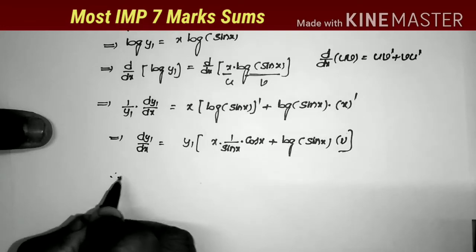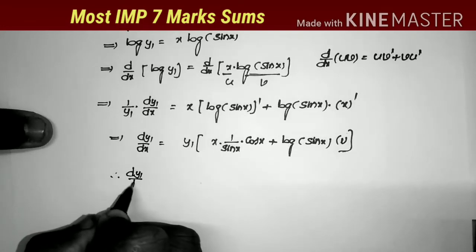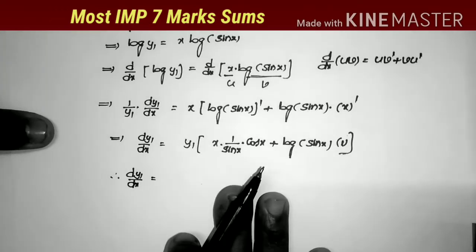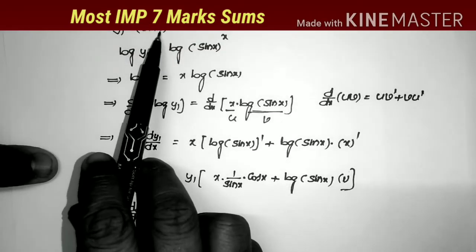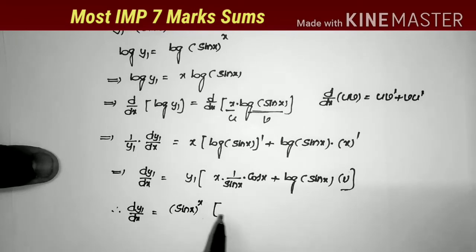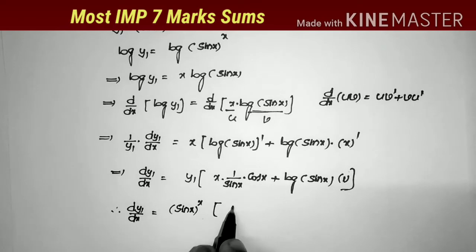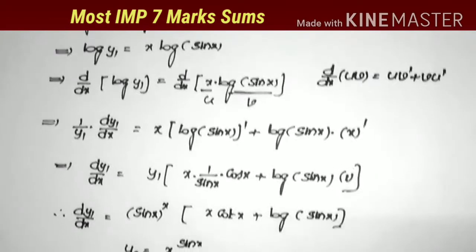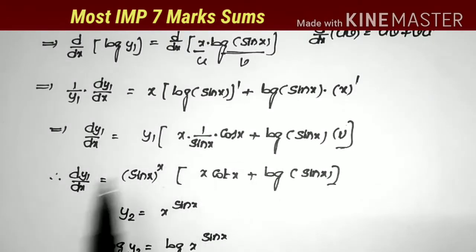Therefore, the value of dy1 by dx is equal to y1. What is y1 value? Here we take that y1 is equal to sin x power x. Substituting that value here, y1 is equal to sin x power x into cos x by sin x. Cos x by sin x is cot x, plus log of sin x into 1, that is log of sin x. Now this is the value of dy1 by dx.